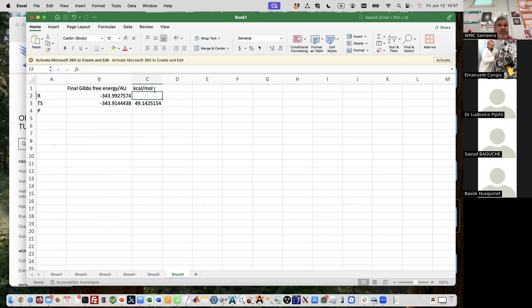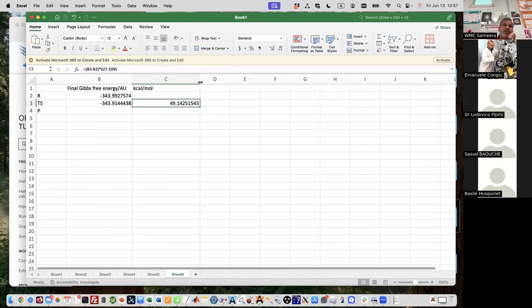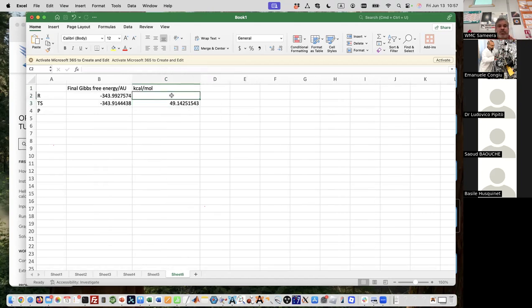It looks like a very difficult reaction. So this is the free energy barrier. Because we used the Gibbs free energy, and it has the entropy, so that's important. And let's try to get the potential energy barrier. If you want to get the potential energy barrier, we must not use thermal corrections.